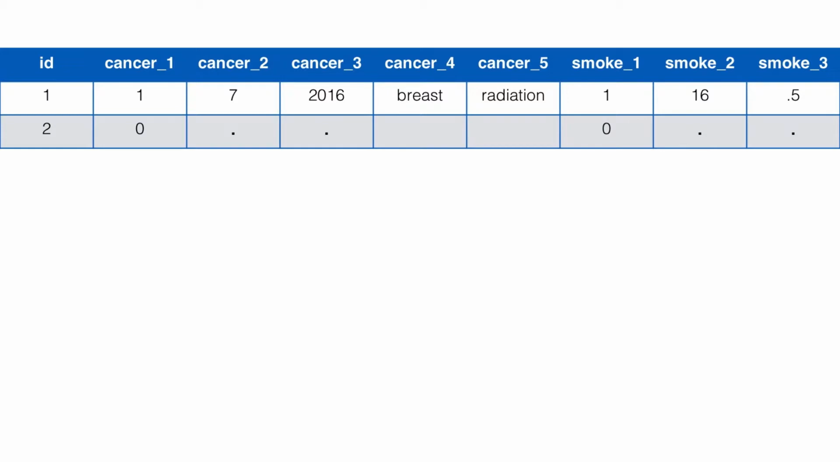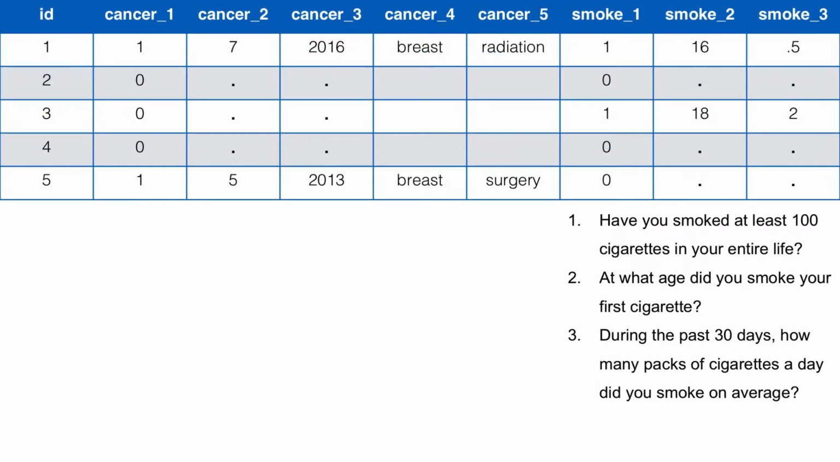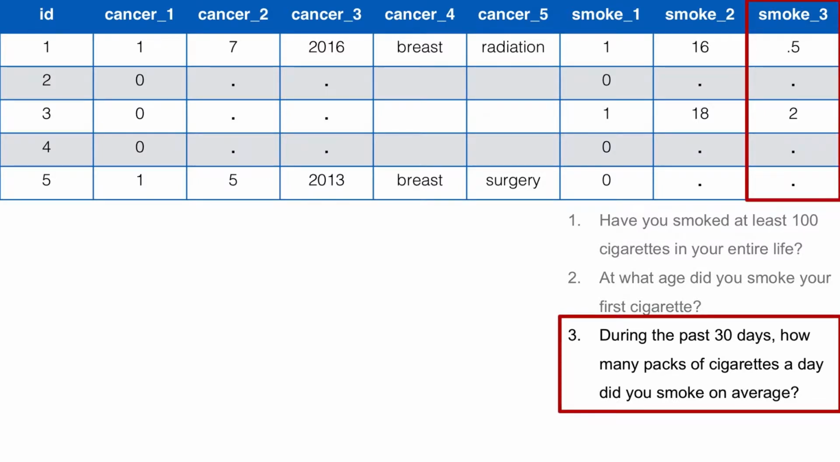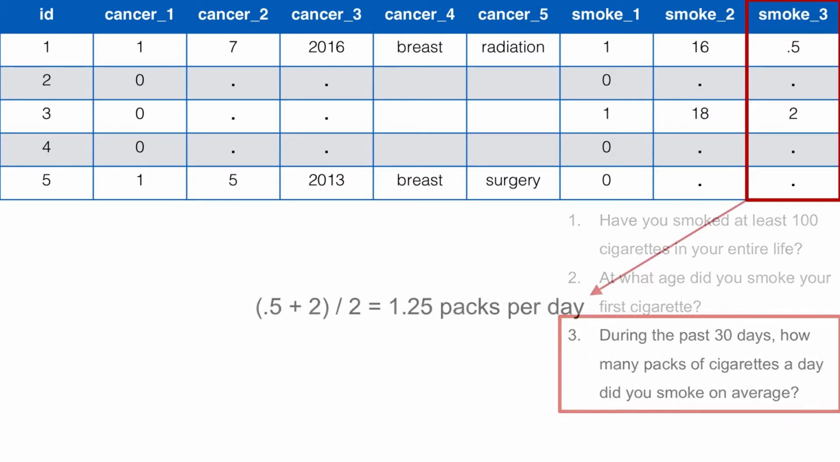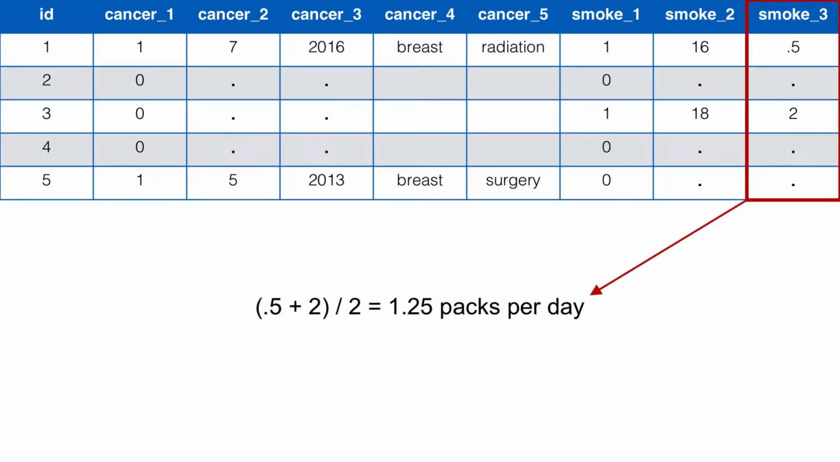I'll add a couple more observations to our dataset and show you what I mean. Let's first look at the smoking questions. Suppose we want to know the average number of packs per day smoked in our target population. Our first instinct may be to take the average value of Smoke 3. That would give us an average of 1.25 packs per day. And if we qualified this answer by saying, among smokers in our target population, then this answer is the answer we're looking for. We're done.